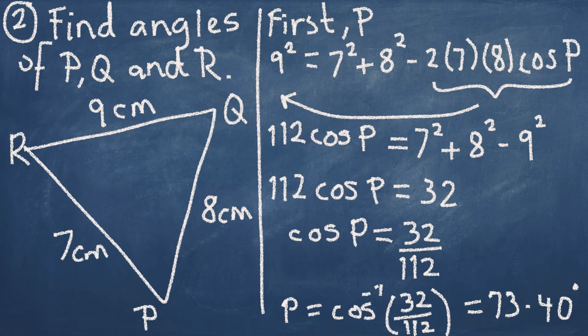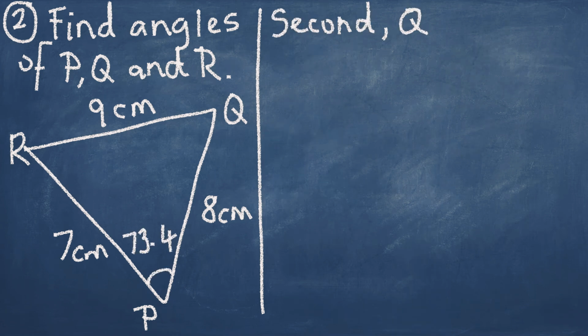So the answer should be in 4 significant figures. If the number at the end is more than 5, you have to add 1 to the number before it. Alright, now you're going to label your diagram 73.4 at your P. You're going to find the Q.